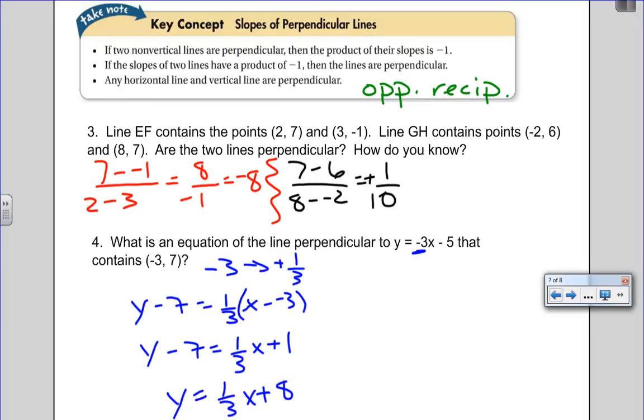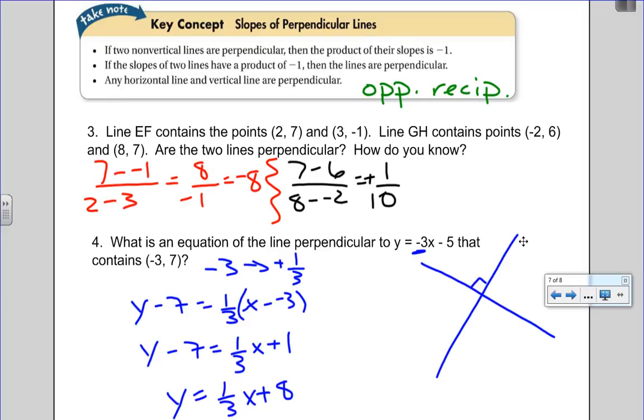But what to focus on today: parallel means same slope, perpendicular means opposite reciprocal slope. And perpendicular, if you haven't ever learned what that means on a graph, if I have a line that's doing this, perpendicular is such that it makes a 90-degree angle. That's what perpendicular means. It creates a right angle. We can make sure two lines have a right angle at their intersection by making their slopes perpendicular to each other. That is the goal of that section.